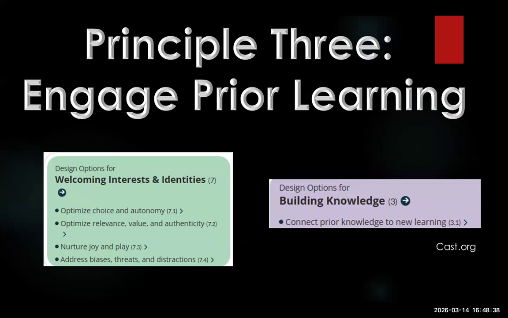Moving on to Principle 3, which is to engage prior learning. Students learn better when they can connect what is being covered now to what they already know, and adults bring a vast amount of knowledge and life experience to the classroom. This principle relates to the UDL area of welcoming interests and identities in the engagement pillar and the building knowledge area of the representation pillar.